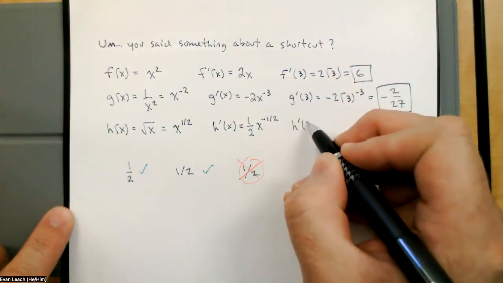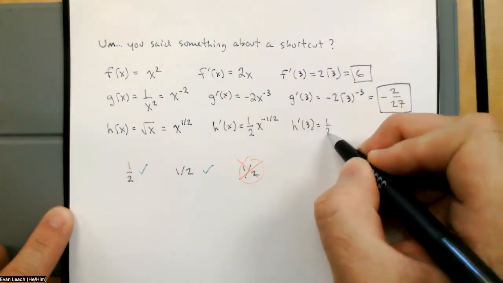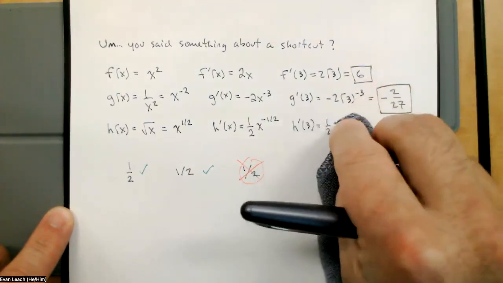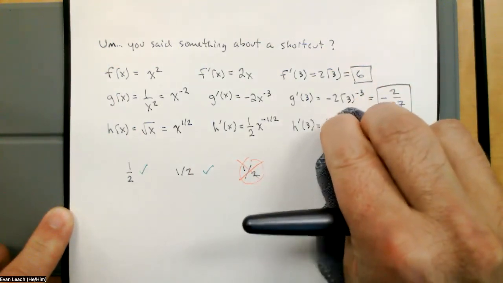So if we wanted h prime of 3, it'd just be 1/2. Oops, I spelled 3 wrong. How many x's are in 3? That's right, 0.